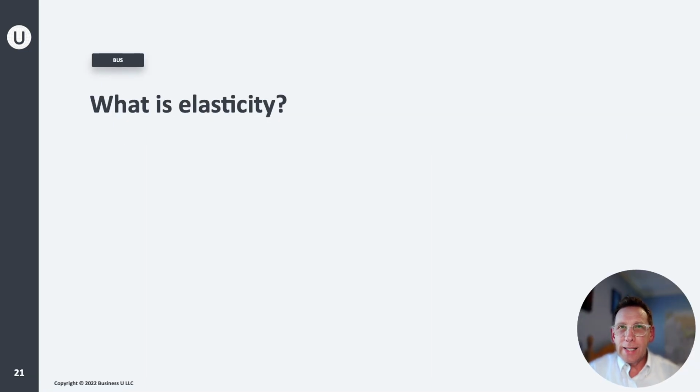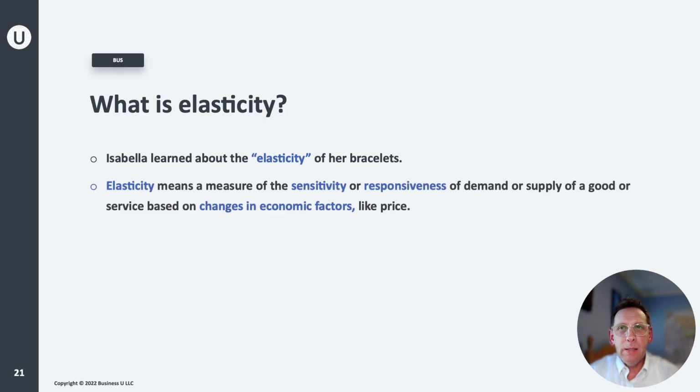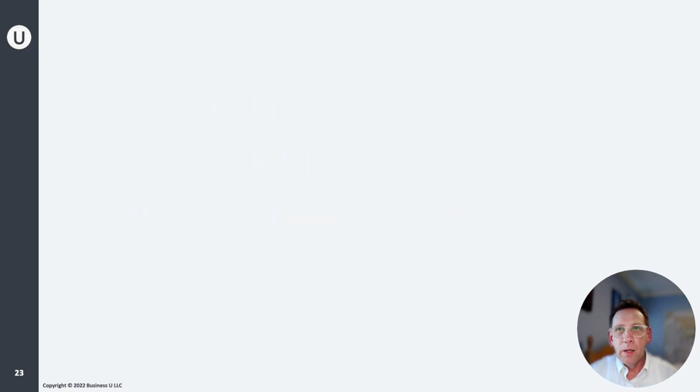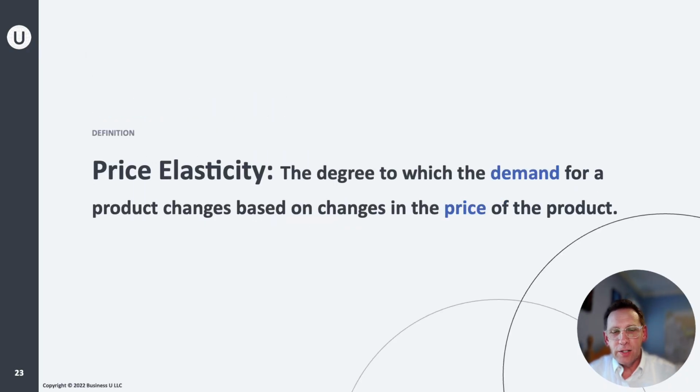All right, let's change gears slightly and talk about something called elasticity. And Isabella, in this case, learned about the elasticity of her bracelets. Elasticity means the measure of the sensitivity or the responsiveness of demand or supply of a good or service based on changes in an economic factor, most usually like price. So price elasticity is the degree to which the demand for a product changes based on changes in the price. Okay?